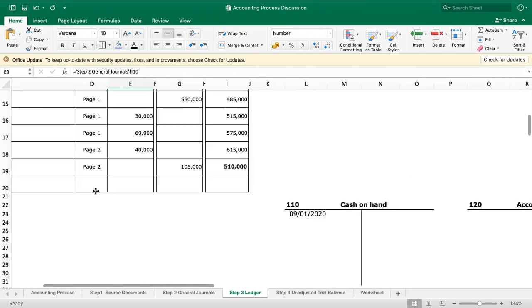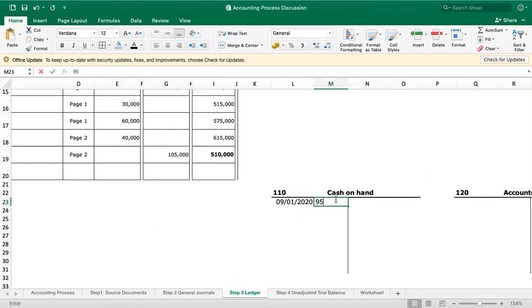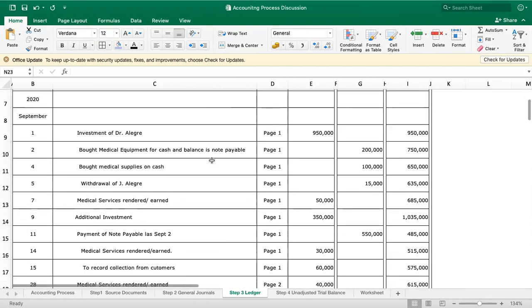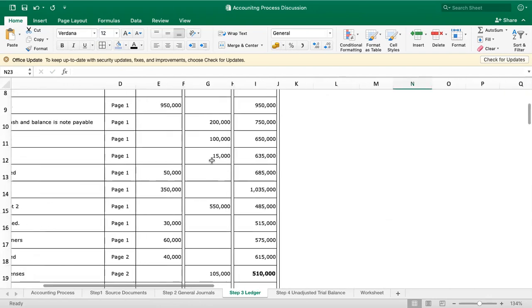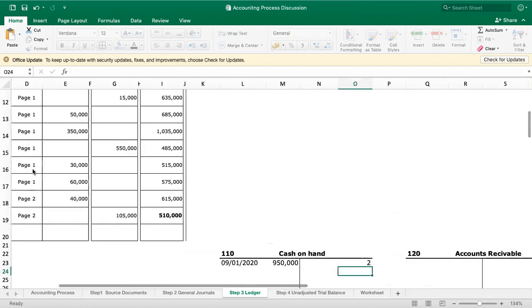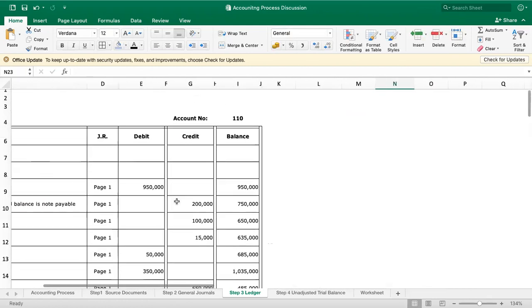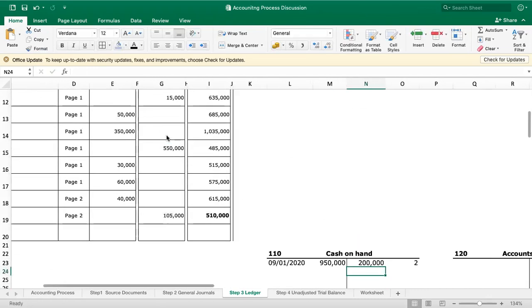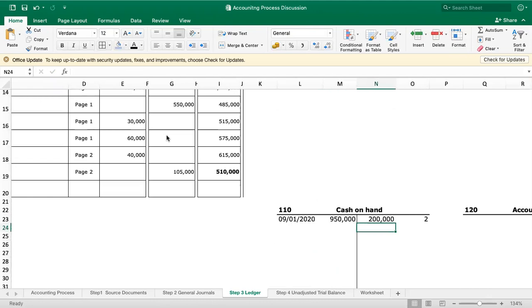So here, let's put on the debit side of your cash on hand 950,000. Okay, so you just put the date and the amount, 'di ba? So kung naka-debit, on the left side. But let's say this is September 2. Okay, September 2, naka-credit ba? Yes, naka-credit 200,000. So let's put 200,000 credit. Okay, para ma-compute natin ang T account.